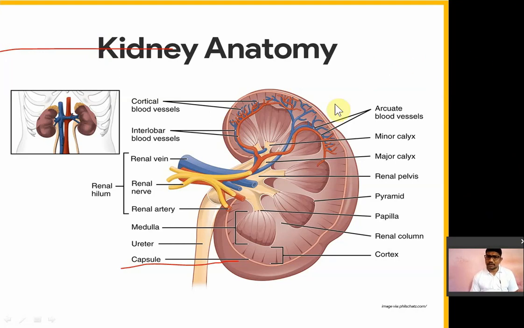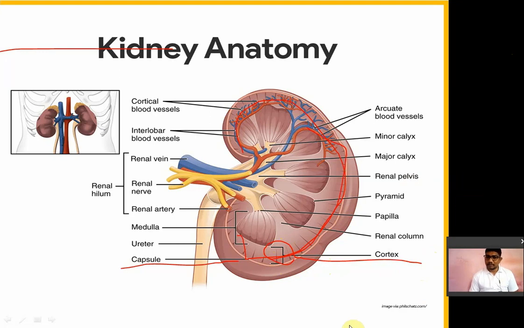The first layer is known as the cortex. Whatever area I am going to highlight, that is known as the cortex. Cortex is nothing but the outermost area, or outermost layer, of the kidney. You can see over here again, in between these two, this area is known as the cortex. All over the kidney, this area is known as the cortex.